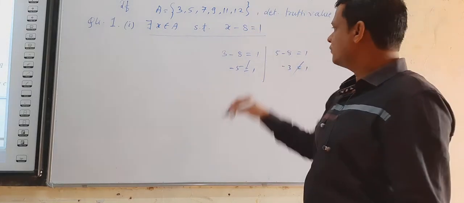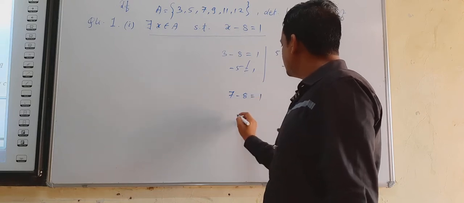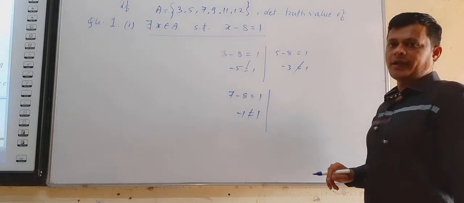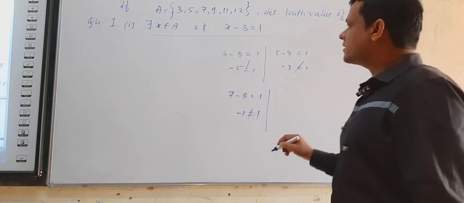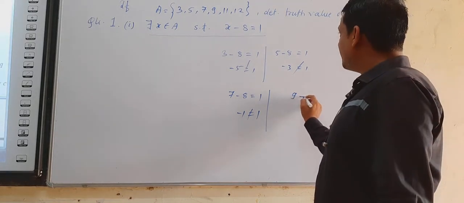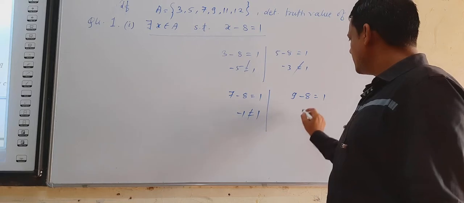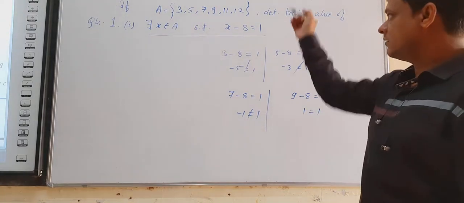So we come to the next value, 7 minus 8, which equals 1, minus 1 not equal to 1. The third value does not satisfy the condition. We come to the next value, 9. 9 minus 8 equals 1, that means 1 equals 1. Here the condition is satisfied.